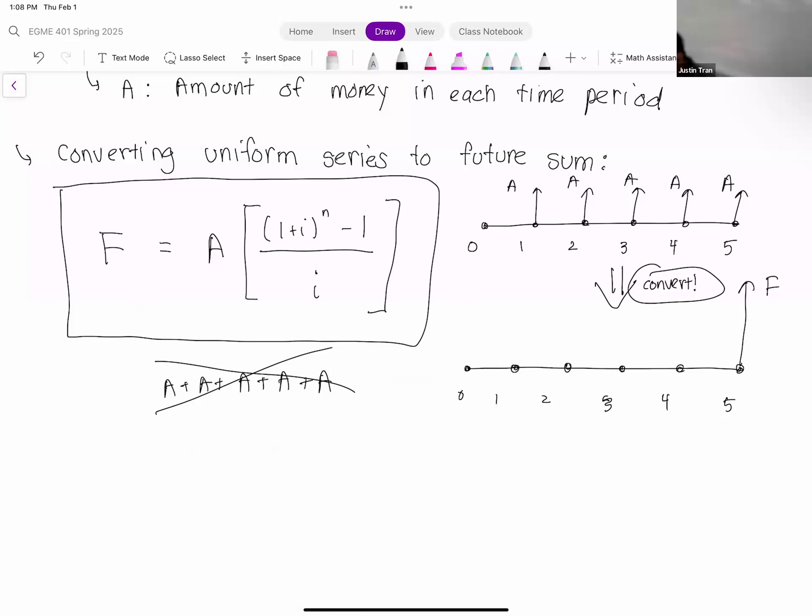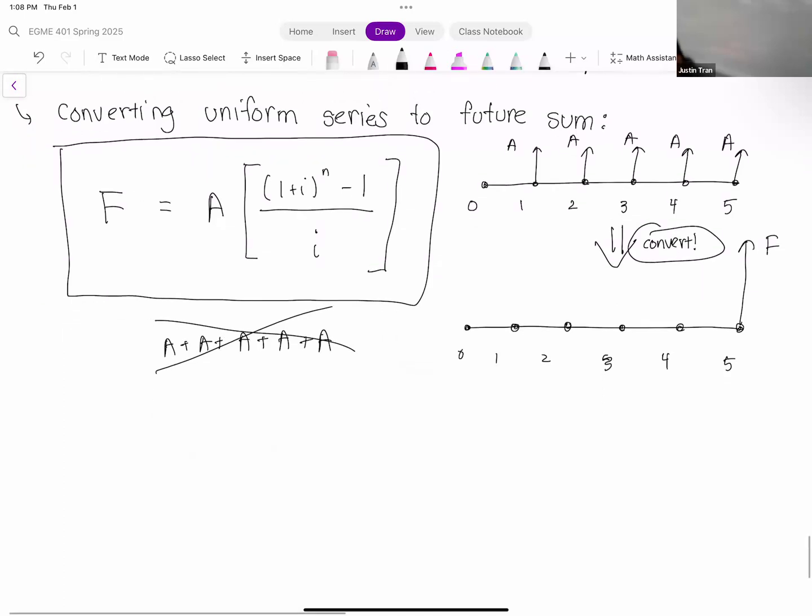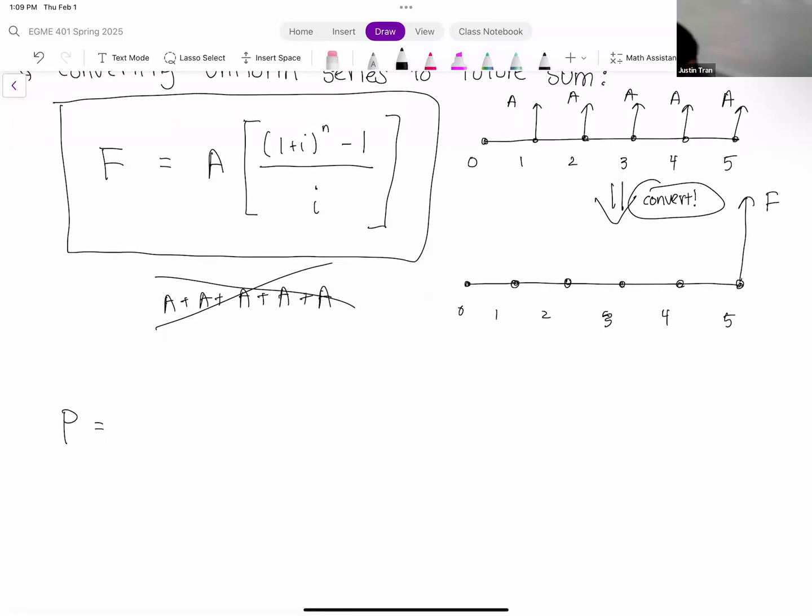And so now that begs the question of, do we have another formula also for different conversions? And we do. All right. So that's the F to A conversion, or I should say A to F conversion. We also have an A to P conversion. Which I have on this other page. So I'm going to skip the derivation for this just because we already did one derivation last time. But if we wanted to convert a uniform series to a present sum, we'd use this formula. So we have P is equal to A times 1 plus I to the n minus 1, all divided by I times 1 plus I to the n.